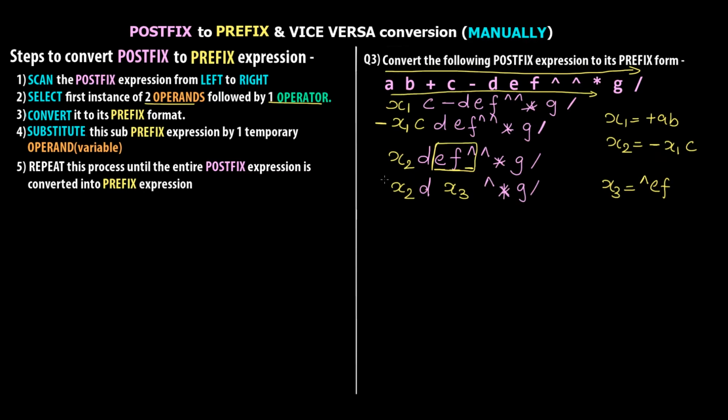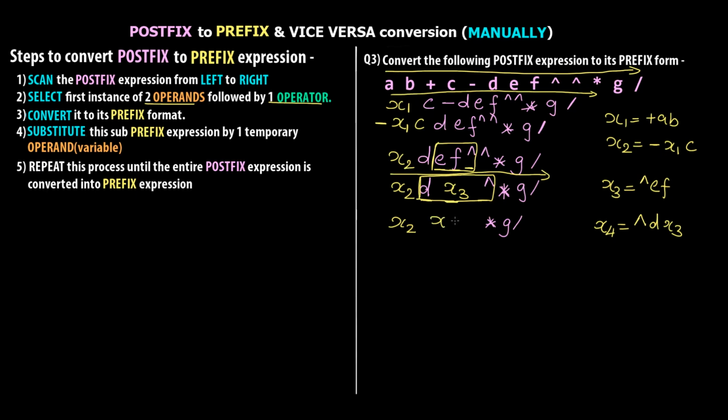So now when you observe this from left to right, the first instance of two operands followed by operator is d as operand 1, x3 as operand 2, and then raised to as one operator. So we have to convert this to its prefix format, and that would lead us to x2, then we have raised to d x3, then star g and divide by is going to be as it is. Let's take x4 and substitute it for raised to d x3.